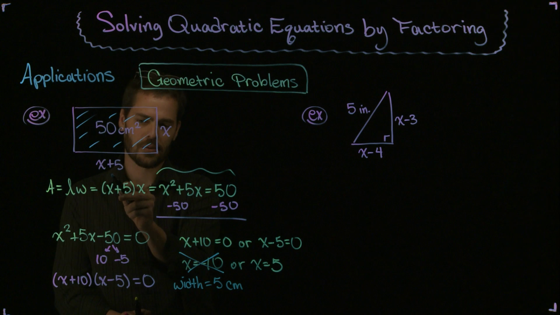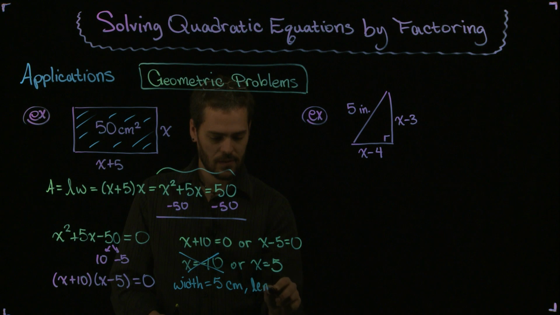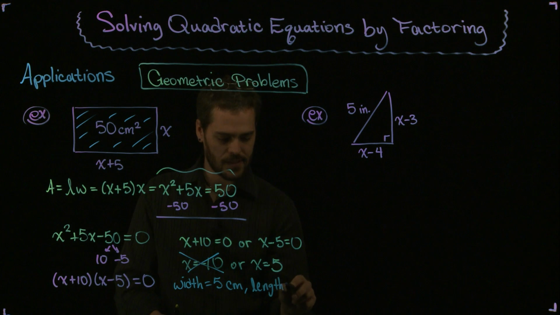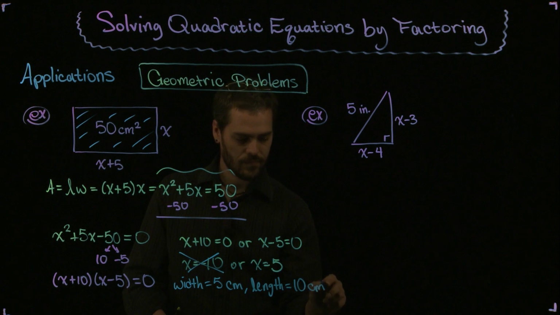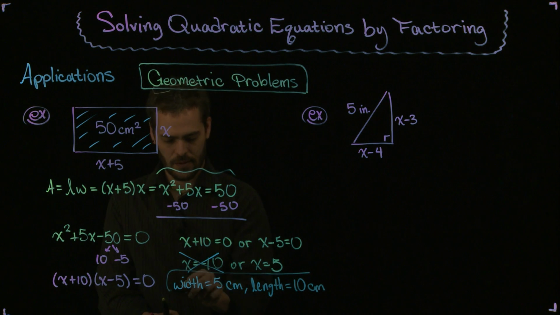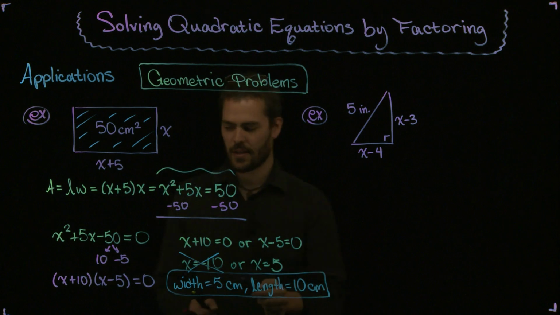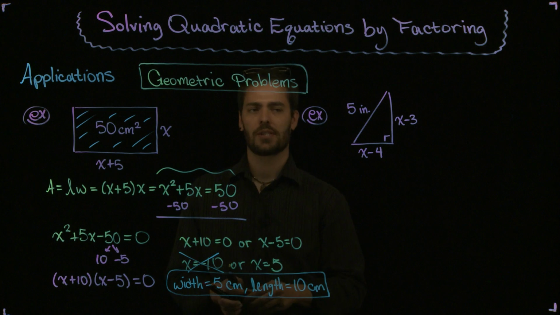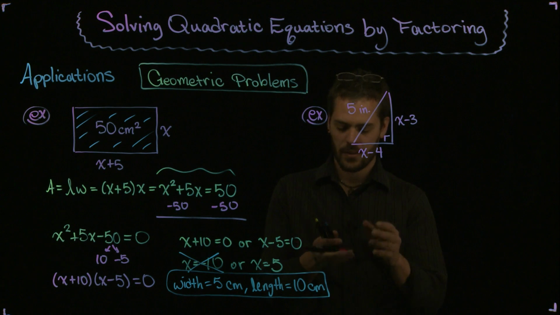And the length is equal to x plus 5. So 5 plus 5 is 10. The length is equal to 10 centimeters. They're both positive. When I multiply them, I get 50 centimeters squared. So that is the solution. It checks out.